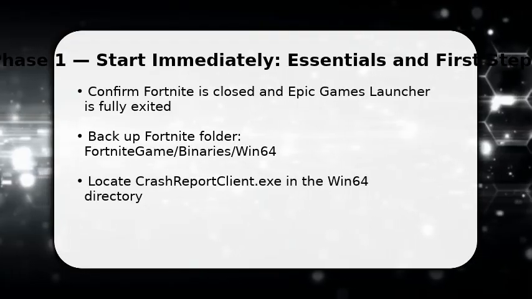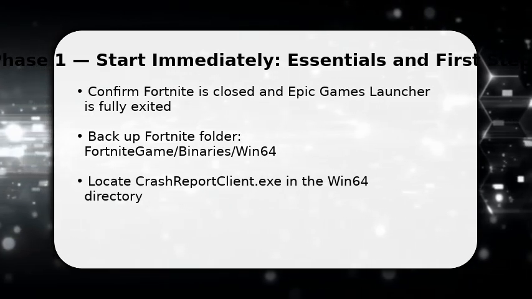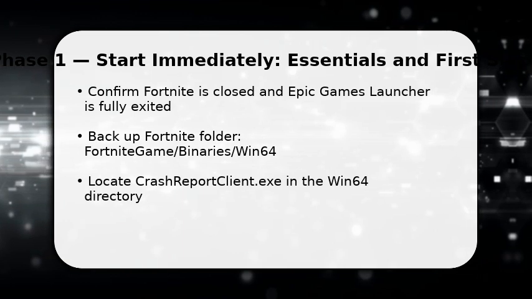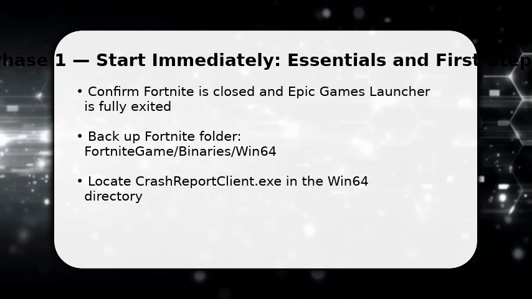You start by quitting Fortnite and closing Epic Games Launcher. This frees files so you can change them. Once done, make a backup of your Fortnite game /binaries/win64 folder so you can restore if needed.